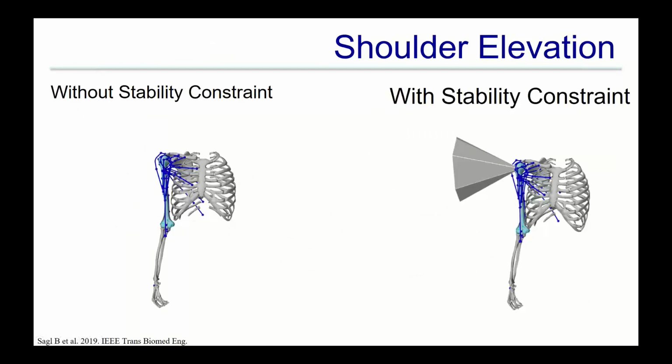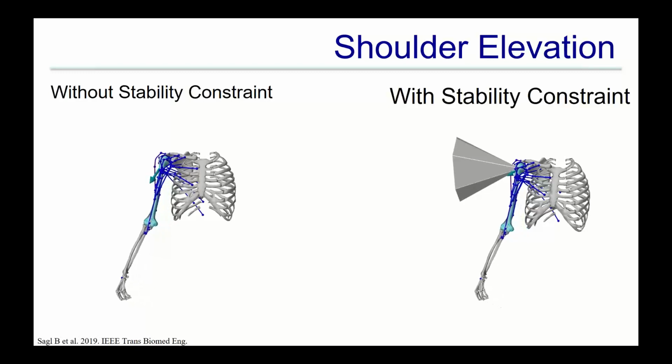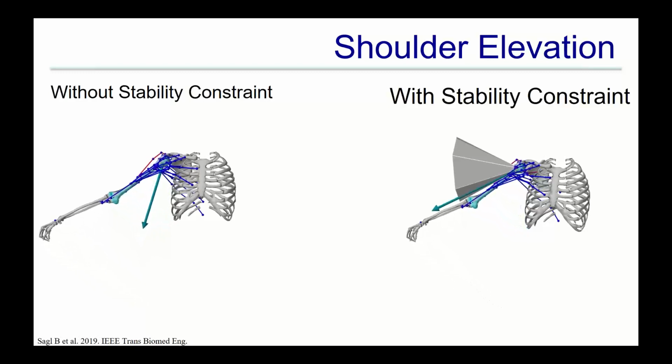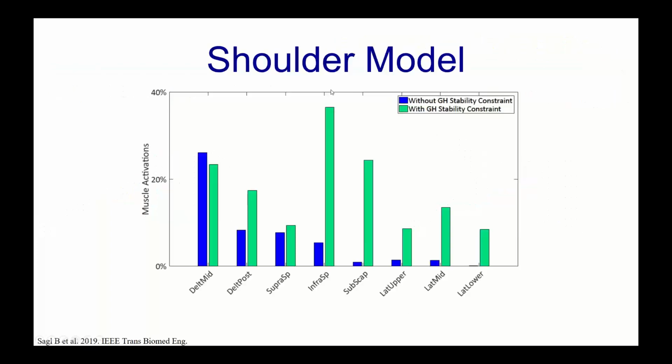So here are two examples of shoulder elevation simulations with and without the stability constraint. And you can see, obviously, there's a clear difference in shoulder reaction force. And then here's the mean muscle activation for both approaches. And you can see that the difference in reaction force has to come from somewhere, and we compute quite a different, hopefully more realistic muscle activation pattern using our method.